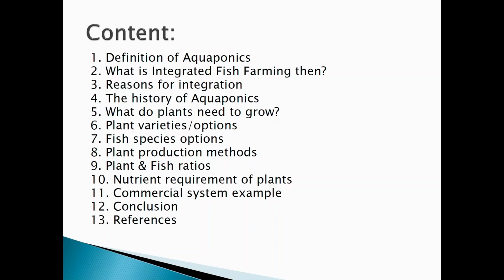This contains a definition, mentions integrated fish farming, reasons for integrating fish into your system, the history of aquaponics, what plants need to grow, and then a quick mention of the plant varieties and fish species, which we'll go into a bit more detail later, as well as different plant production methods and things like plant-to-fish ratios, nutrient requirements, and some examples of commercial systems where aquaponics has been implemented.